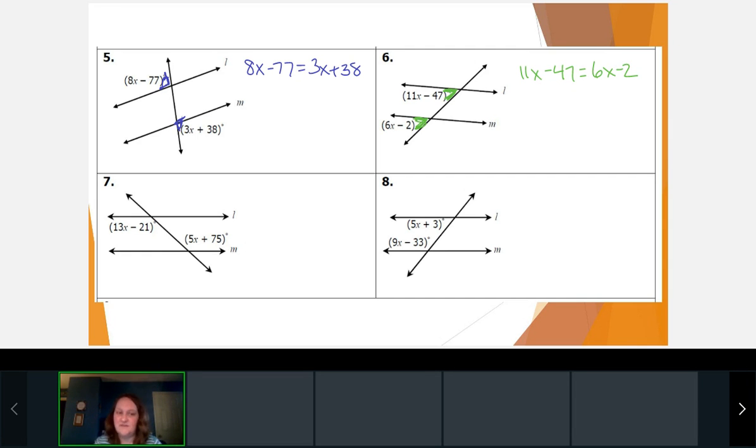All right, I'm going to do the same thing for number 7. Number 7, ask yourself, are they equal or supplementary? Check mark for equal, X for supplementary. Oh, we're improving.